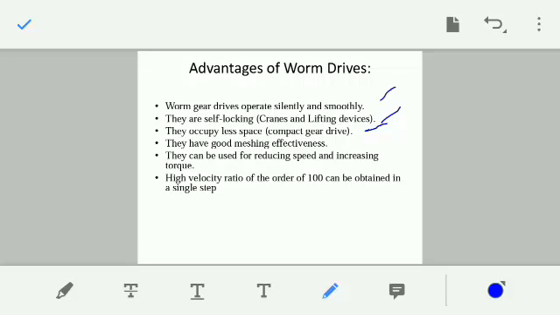They can be used for reducing speed and increasing torque. A high velocity ratio of the order of 100 can be obtained in a single step.